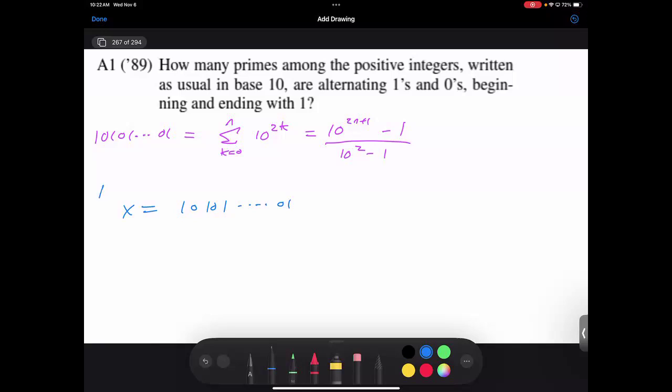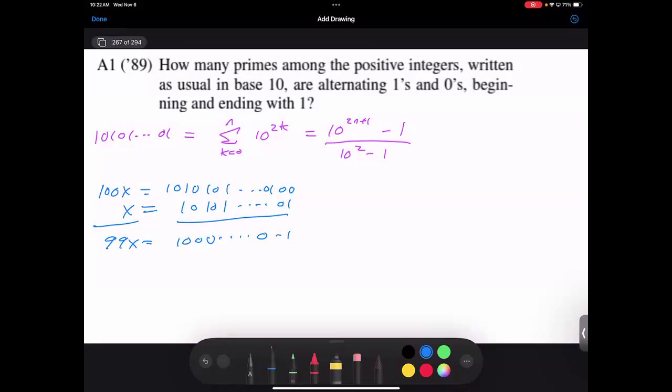If I multiply x by 100, I'm going to get 1 0 1 0 1 0 1 dot dot dot 0 1, and then two zeros at the end. So if I subtract, I would get 99x equals all those zeros, and I would have that minus 1 at the end. So that's another way to see that it is 10 to the 2n plus 1 minus 1 over 99.